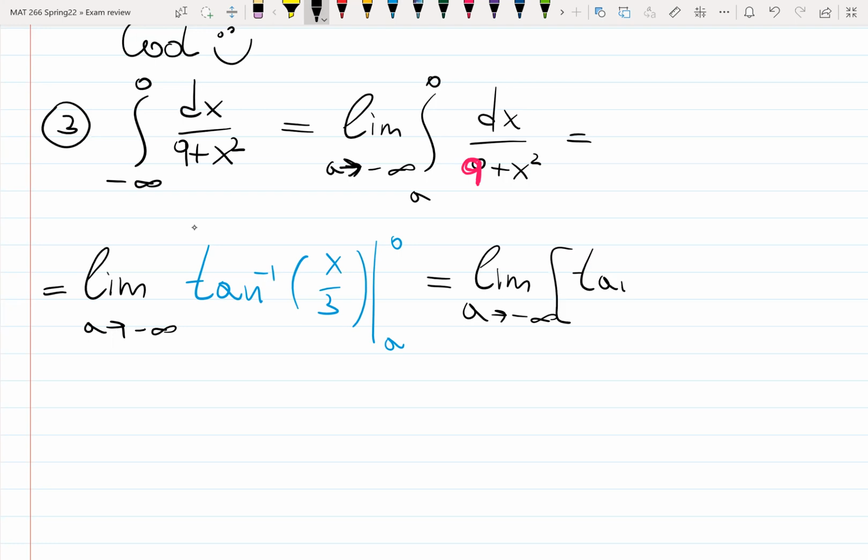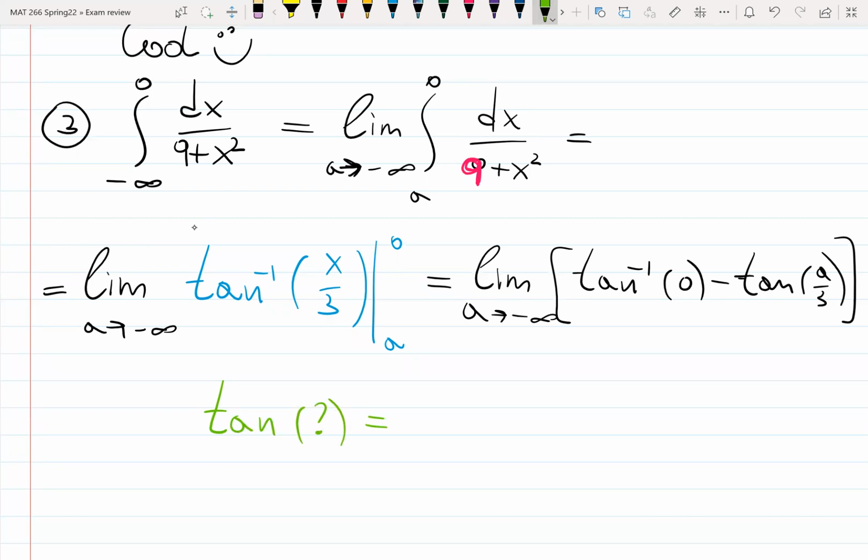Then it will be arctangent of 0 minus arctangent of a over 3. And now again, everything depends on this tangent of a over 3. What does it do? Arctangent of 0 also checks if you understand what inverse trigonometric functions are. Arctangent of 0 answers the question of tangent of what angle gives you 0. Well, actually infinitely many, but on the restricted domain from -pi/2 to pi/2, the answer is 0.